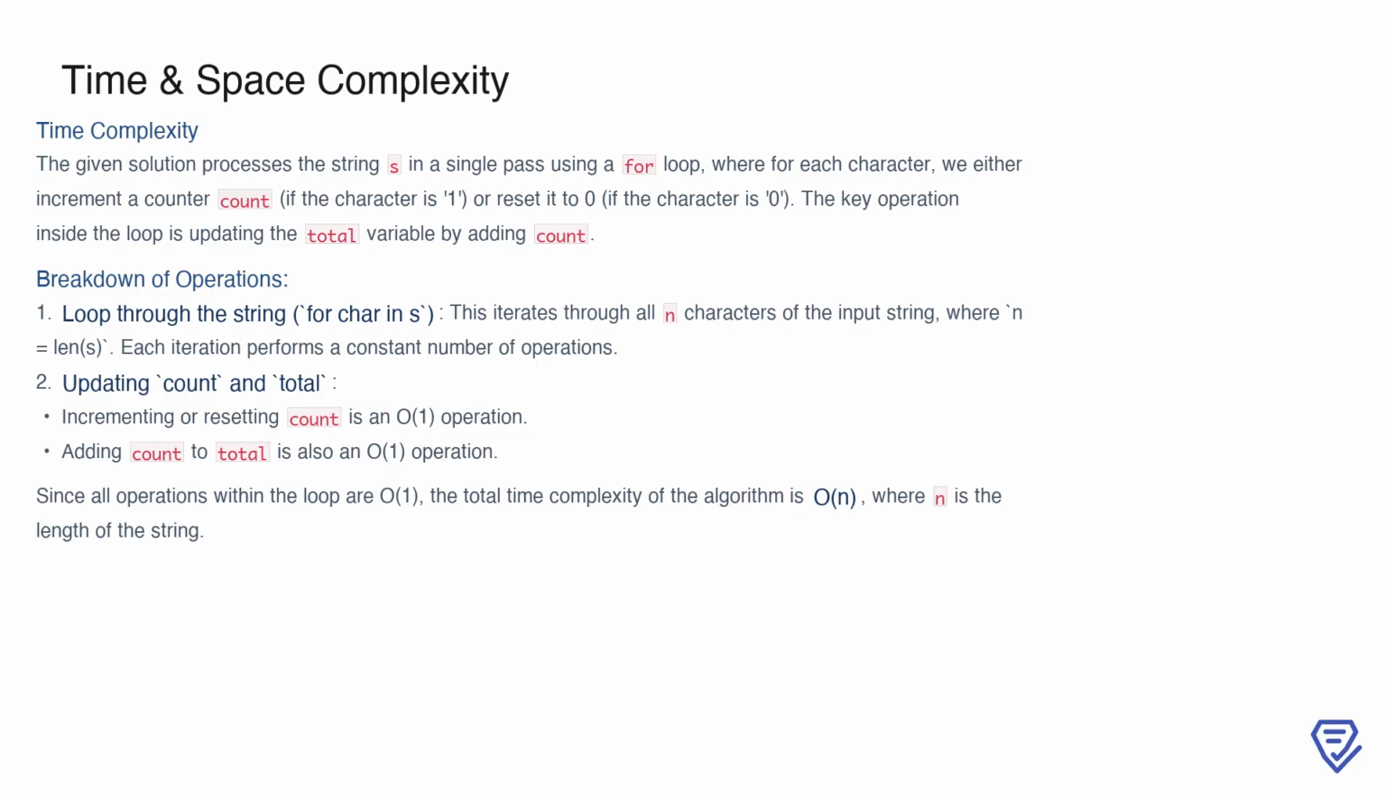First, looping through the string involves iterating over all n characters, where n is the length of the string. This loop performs a constant number of operations for each character. Next, we have the operations of updating count and total. Incrementing or resetting the count variable, as well as adding count to total, are both O(1) operations. Since every operation within the loop executes in constant time, and the loop runs n times, the overall time complexity of the algorithm is O(n), where n is the length of the input string.